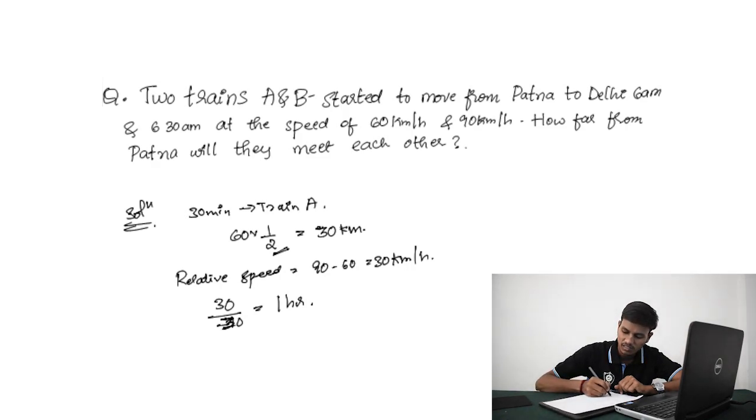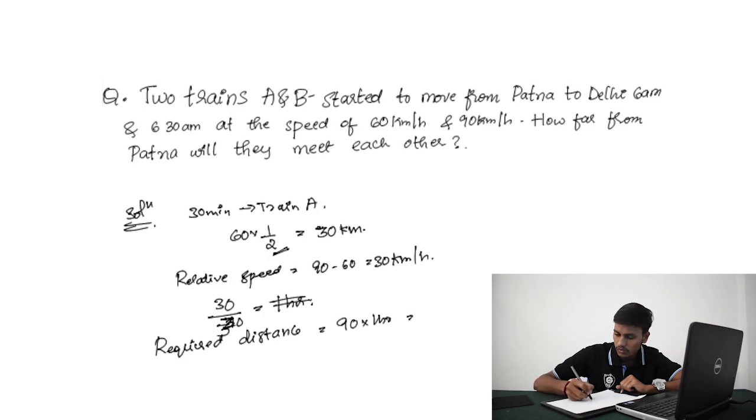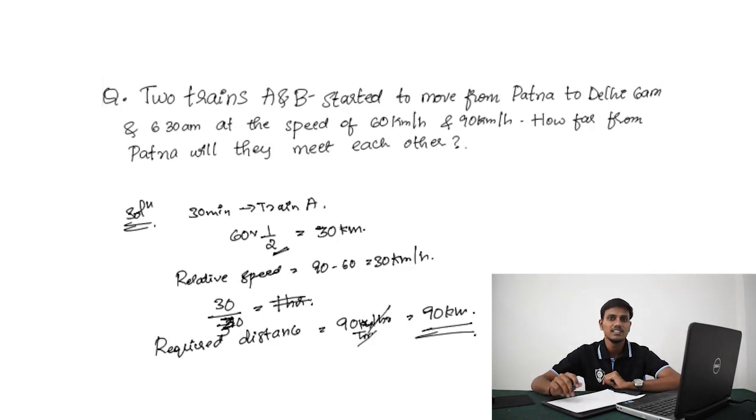30 kilometer divided by 30 kilometer per hour, so we got 1 hour. And the required distance from Patna when they meet each other is 90 into 1 hour, which is 90 kilometer. That's it. Thanks.